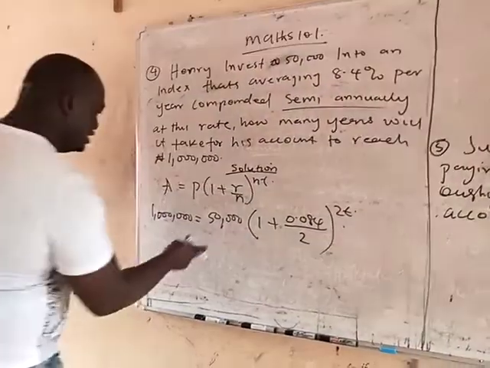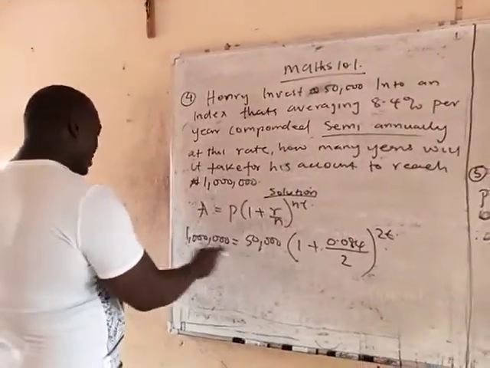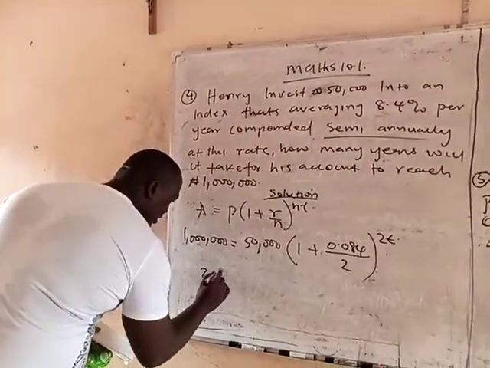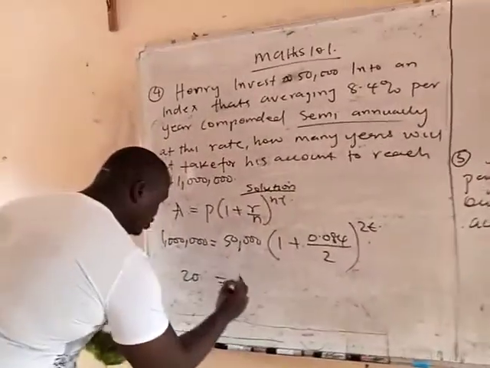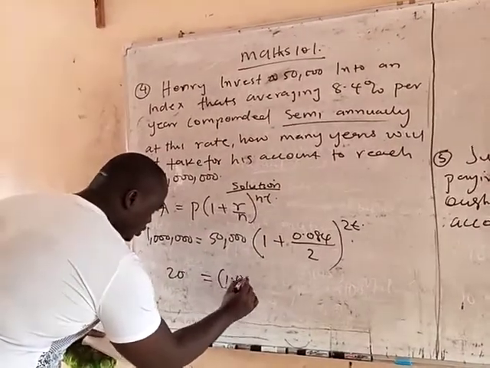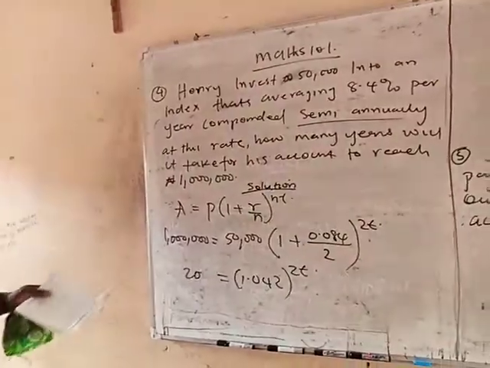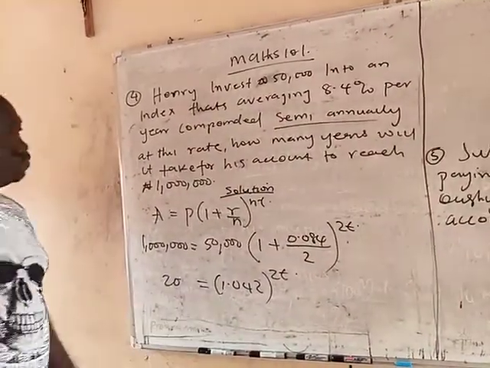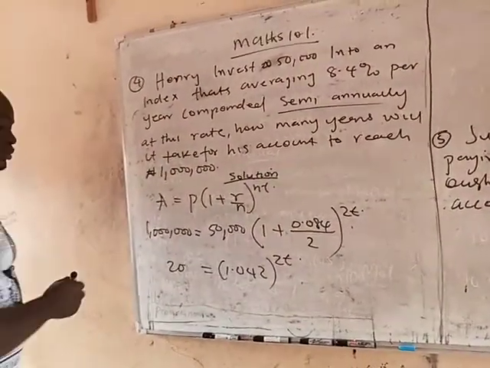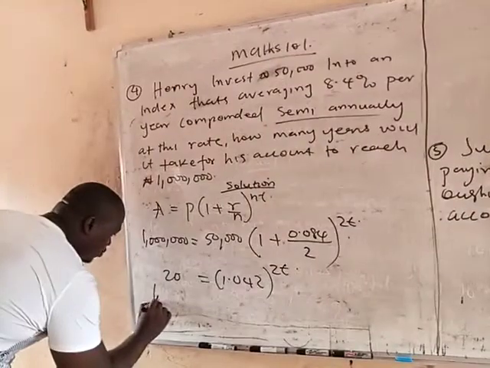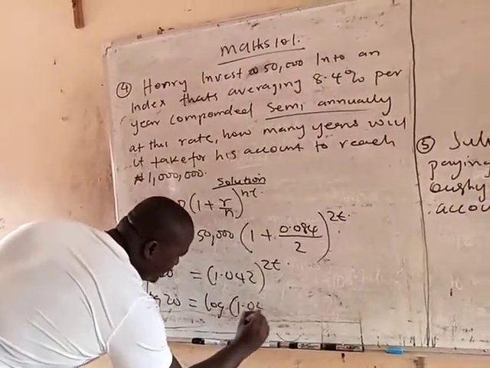Good. Now the next thing is I'm going to divide this by this. So 1 million divided by 50,000 should give me 20, right? If you work this out, what you're going to get is 1.042 to the power of 2T. Now, what am I going to do in order to solve for T? It's very simple. From our theory of logarithms, I'm going to take the log of both sides.